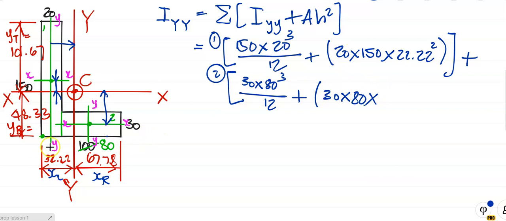Times H. What's H? H is the distance from the centroid of the element to the centroid of the whole cross-section. Can we work with it? Yes, we can. It is X, which is 67.78 minus the distance from there to there. And how far is that? It's 80 over 2, which is 40. So 67.78 take away 40 is equal to 27.78.